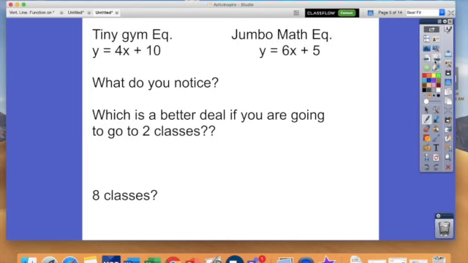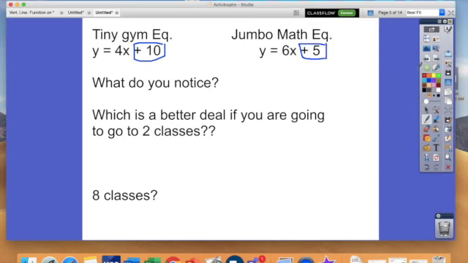So when I look at these two together, what do you notice? Well, I notice a couple different things. The y-intercept, what does this mean? I have plus 10 here and plus 5 here. So what does that mean? Well, that means that on the Tiny Gym, on the left one, it costs $10 a month to join. The Jumbo Gym costs $5 a month. So the Tiny Gym on the left is more expensive at the beginning, just to go to the gym.